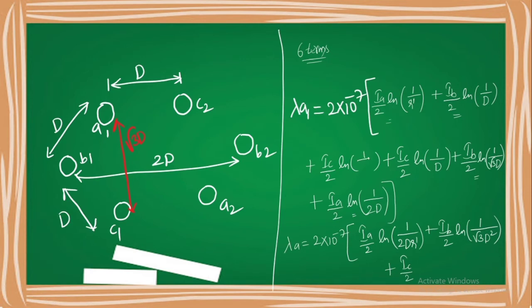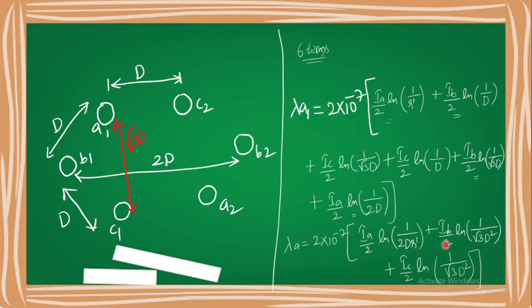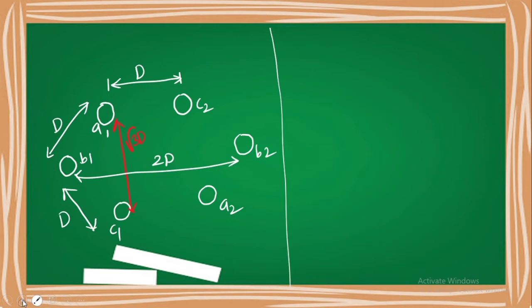So here you will get again 1 by root 3 times d. Now what is the term you will get? IC by 2 into ln of 1 by root 3 times d square. This is lambda A value. Now if you observe, for the second and third terms, you have ln of 1 by root 3 d square, and here also you have 1 by root 3 d square. So directly I can take IB plus IC whole divided by 2 with ln of this term. Okay, let me do that in the next page.